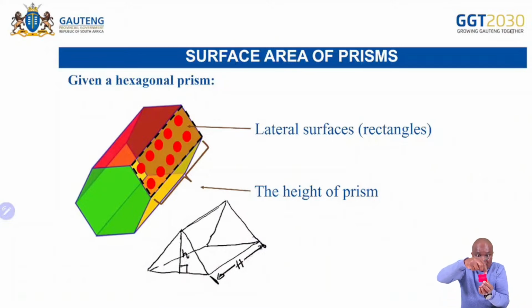Still, this distance, even if it's horizontal like this, is still called the height of the prism. If it's like this, this is the height of the prism. If it's like this, this is the height of the prism. The distance between the 2 bases. I'm trying to emphasize this so that when we get to the calculations, it becomes very easy for us.